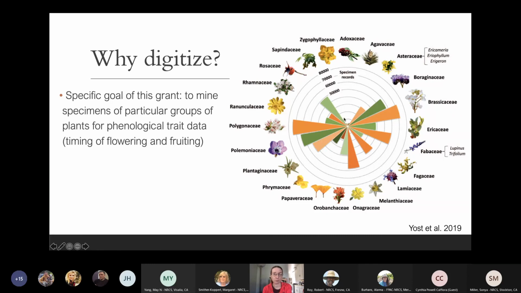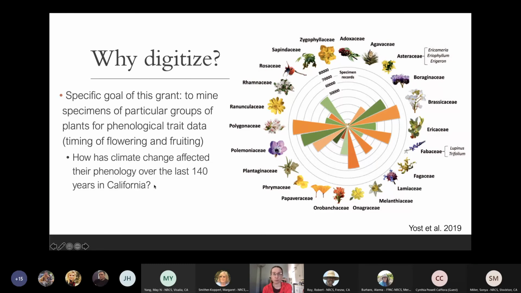So they were chosen for different reasons, but these are the number of specimen records that we're targeting to digitize for these plants in the overall group of institutions on the grant. So the goal is to look at how climate change has affected the phenology of these different species and families over the last 140 years or so in California.